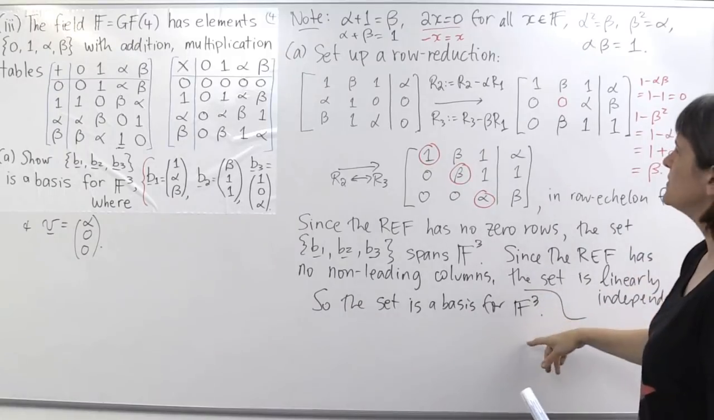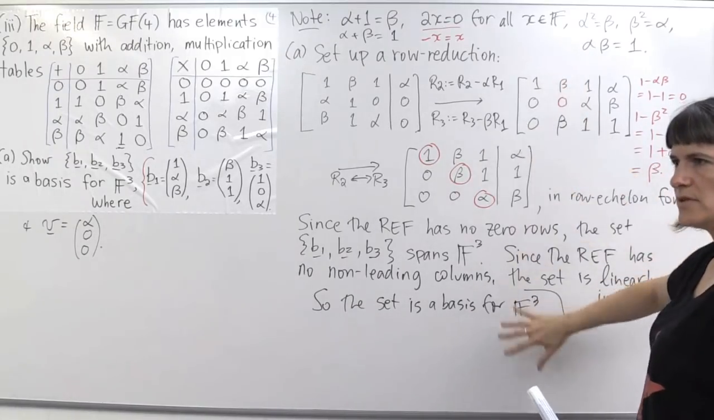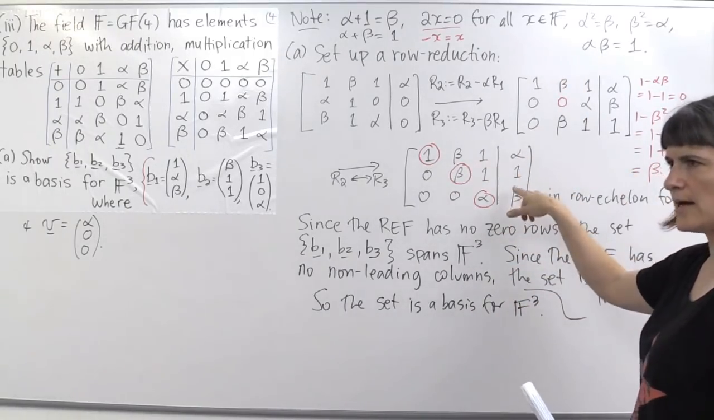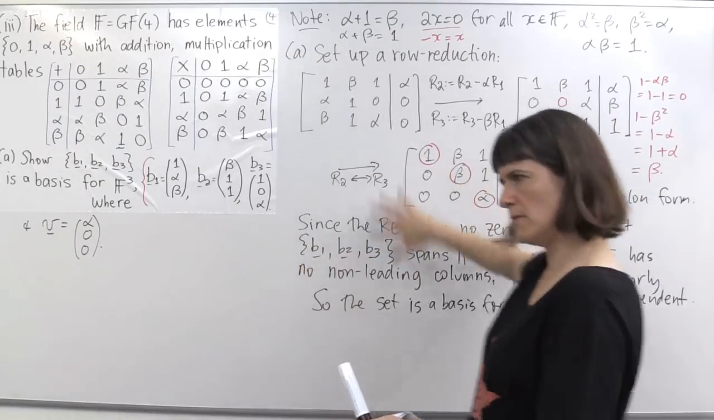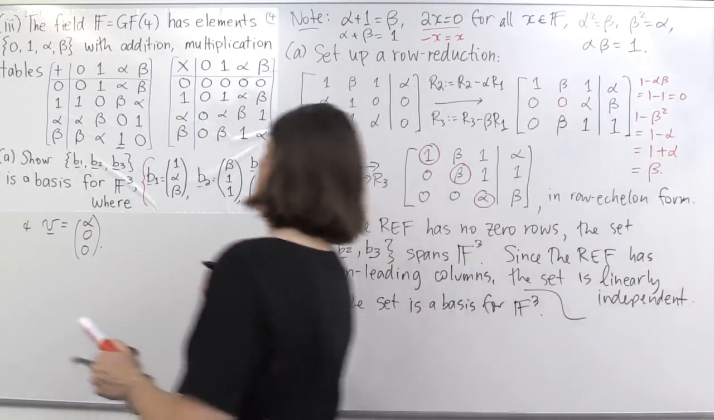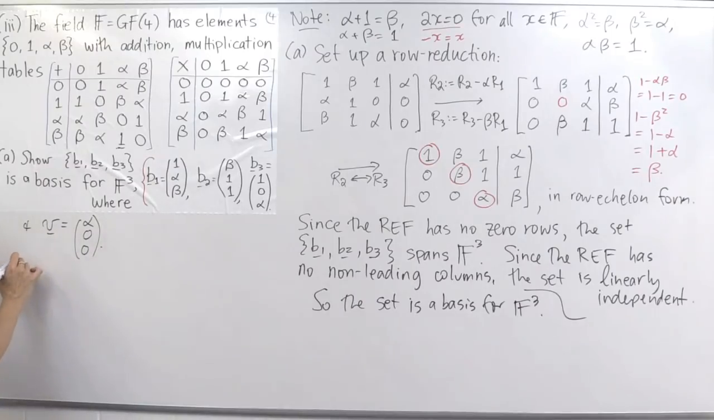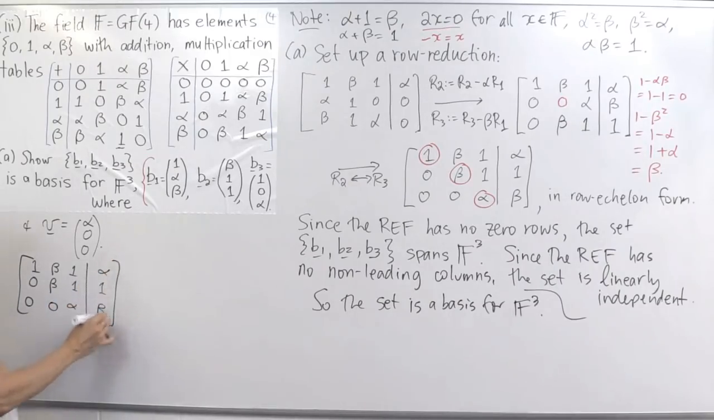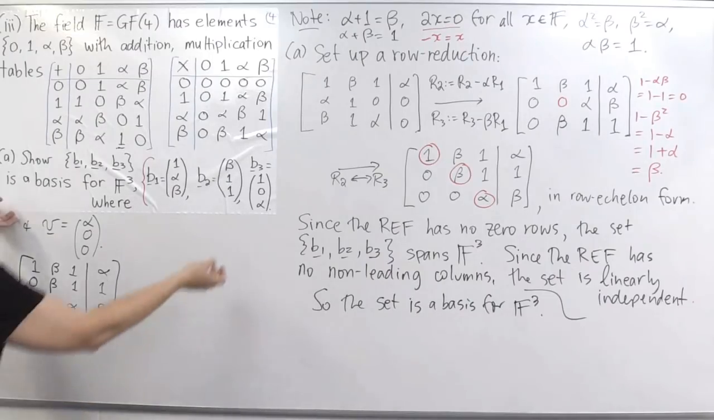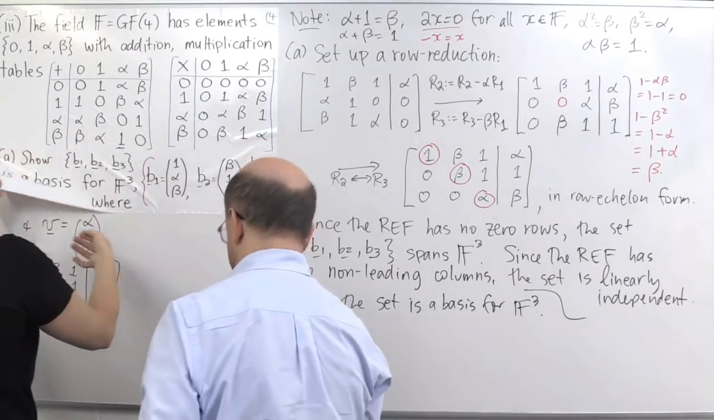Now I'm going to have to store some information, and maybe we'll just clean this because I'll need this for part C. So I'm going to transcribe this over here and then we'll just clean that. Okay, so I'm just going to store this here. We had 1 beta 1 alpha, 0 beta 1 1, 0 0 alpha beta. We'll just need that later, but now we could clean this up.